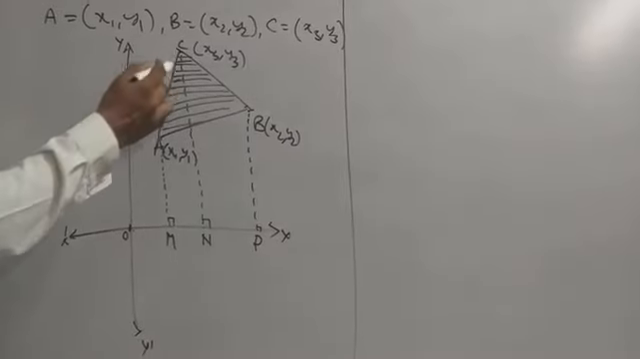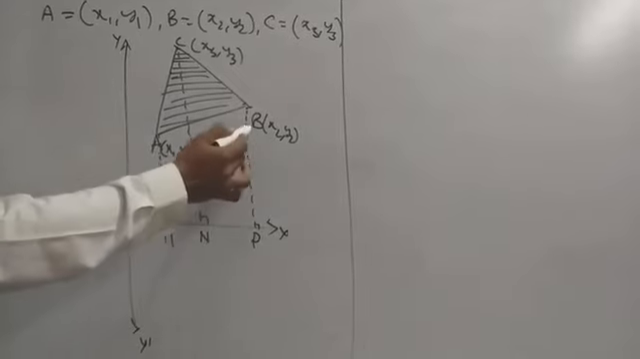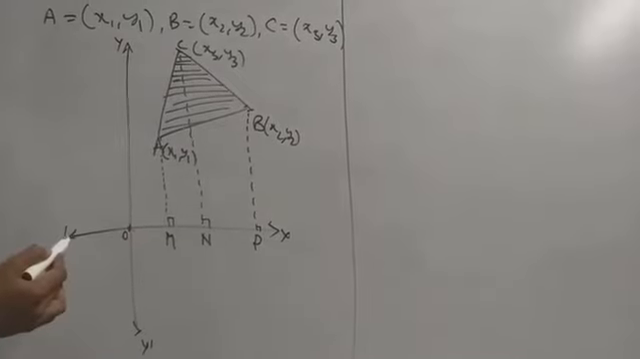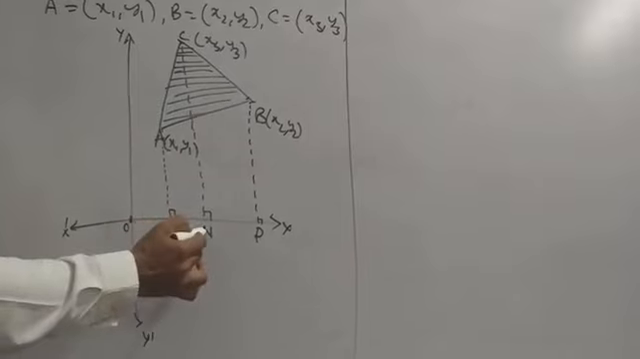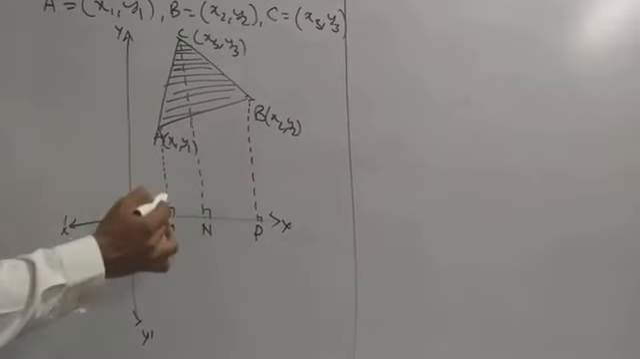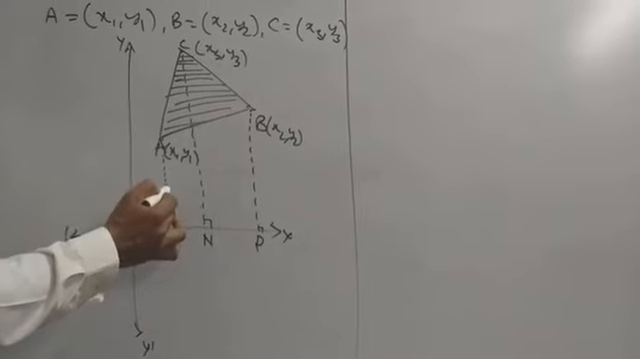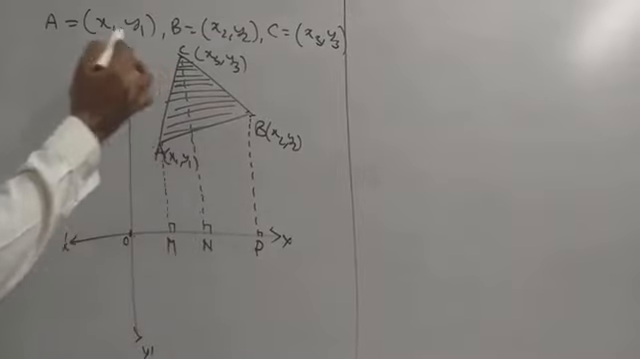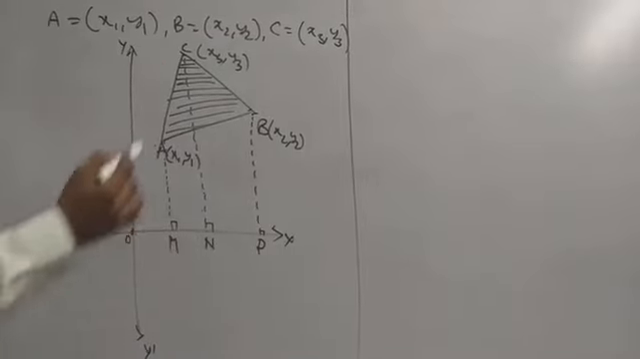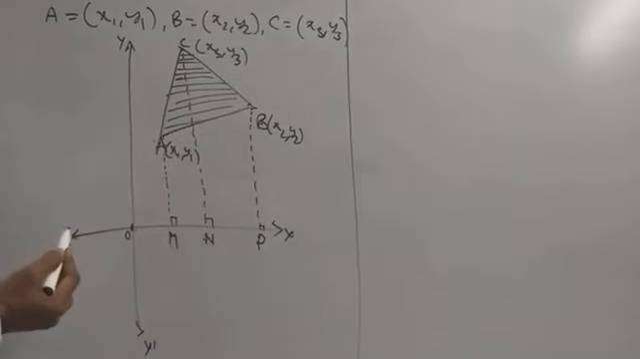If you observe the diagram properly, AMPBC is a pentagon. And if you observe AMNC, it is a quadrilateral in which these two sides are perpendicular to the same line, therefore they are parallel. Hence, AMNC is a trapezium. CNPB is also a trapezium, in the same manner.